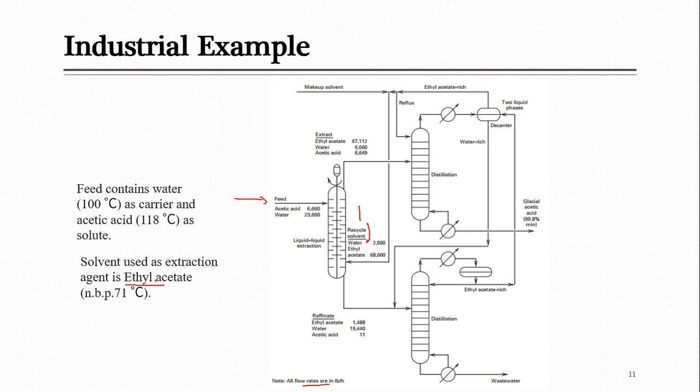So here your major component used for extraction is our solvent, ethyl acetate, which has a boiling point of 71 degrees C. These are actually given at normal boiling point, at atmospheric pressure. So you bring them here. You can see that the solvent contains some amount of water, 2500 pound per hour, while the major amount is 68,000 pound per hour of ethyl acetate.